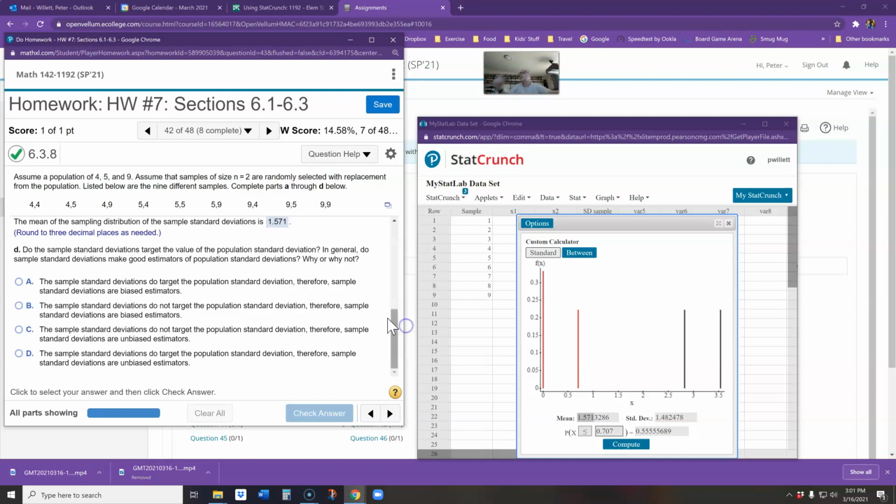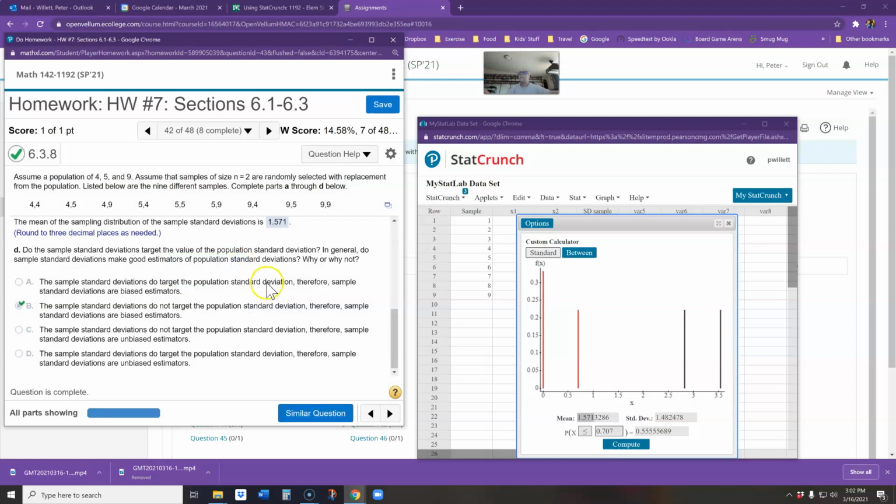All right, so how do we make our choices here? Do the sample standard deviations target the value of the population standard deviation? No, because their mean is too far different from the actual standard deviation value of the population. In general, do sample standard deviations make good estimators? No, they don't, because this is not targeted. So we have to say they do not target, sample standard deviations do not target the population mean. Therefore, they are biased estimators. Looks like that's B.